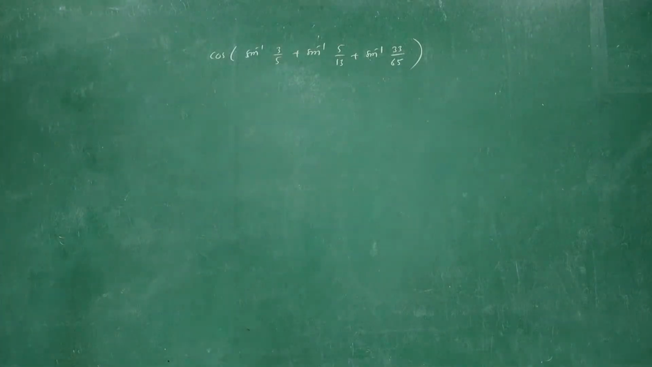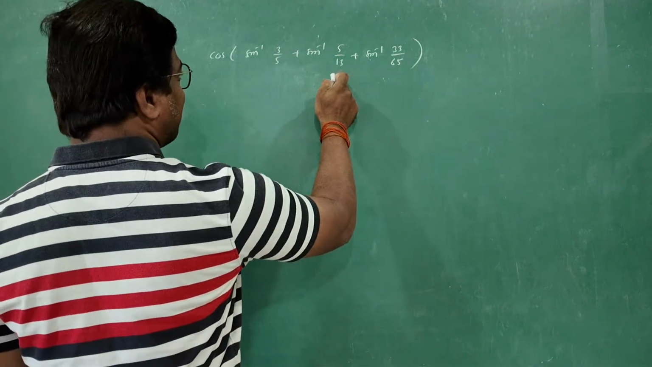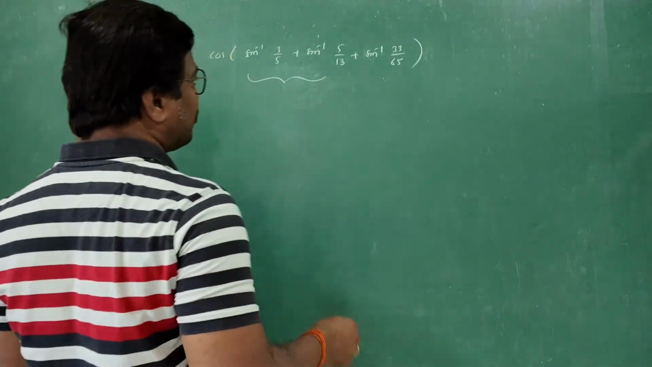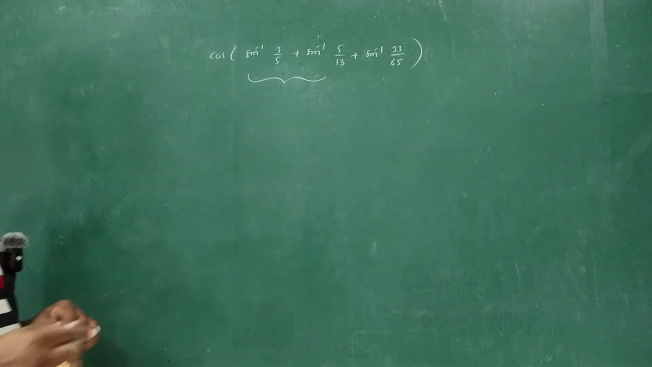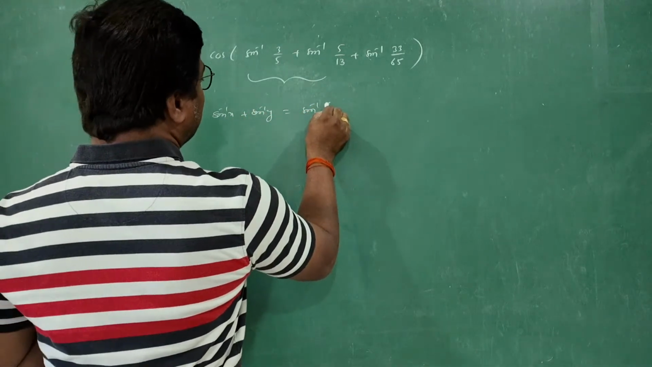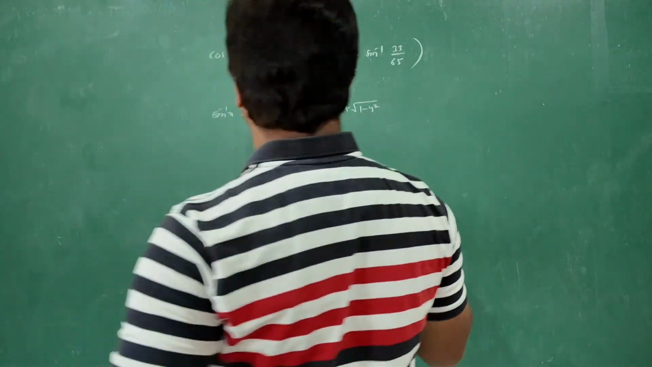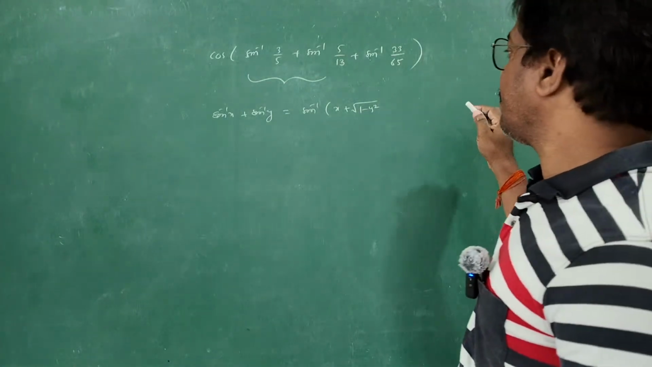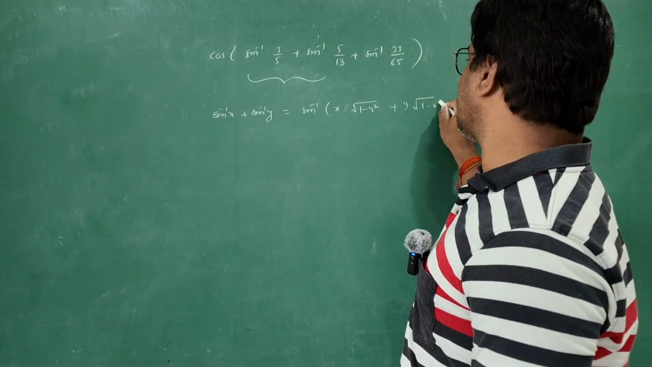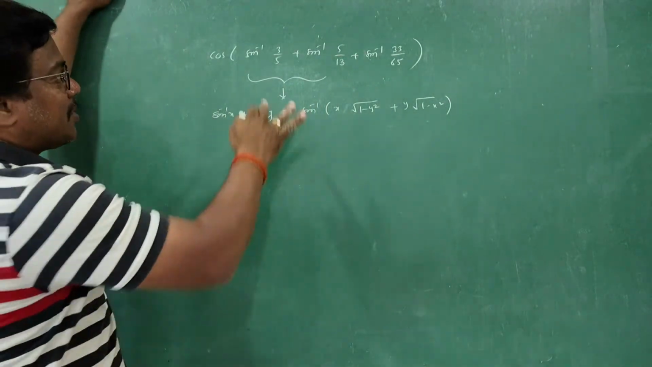Yes, the outer function is the cosine function, and internally there is an inverse trigonometric combination: sine inverse of 3 by 5 plus sine inverse of 5 by 13 plus sine inverse of 33 by 65. First I am going to add these two with the help of the sine inverse of x plus sine inverse of y formula. Sine inverse of x plus sine inverse of y is written as sine inverse of x into root over 1 minus y square plus y into under root of 1 minus x square. I am going to use this property to add the first two terms.